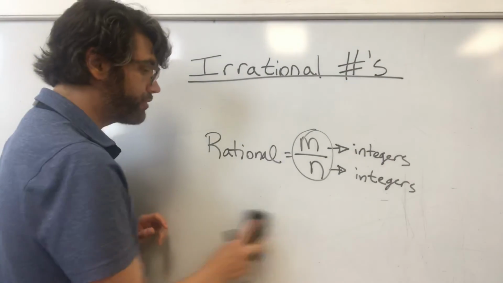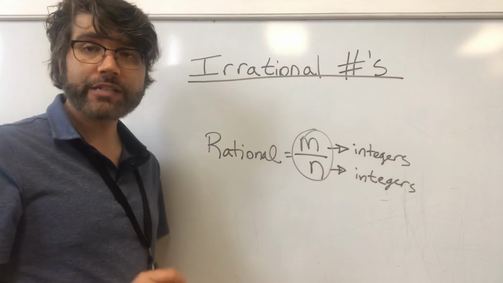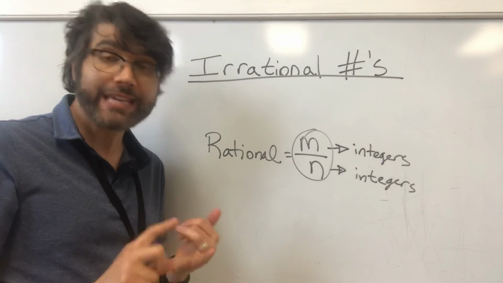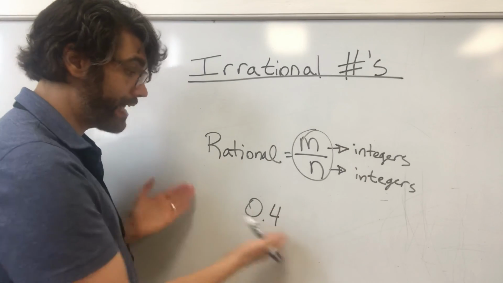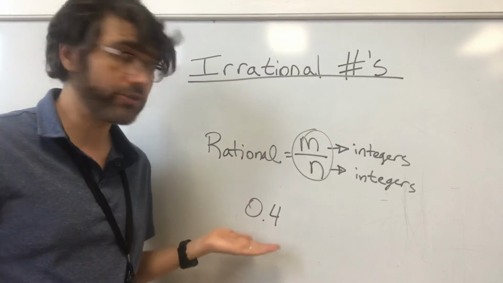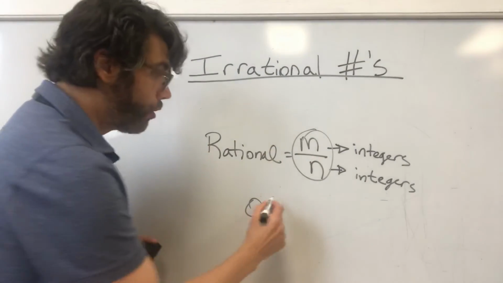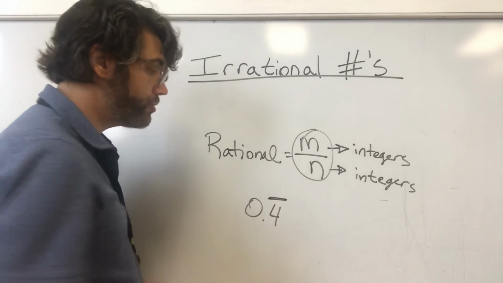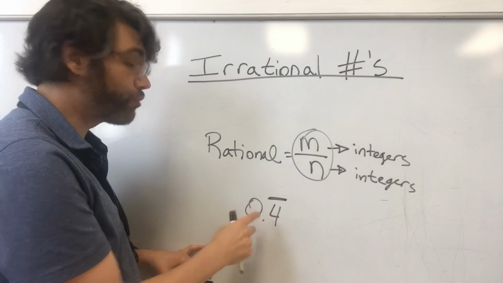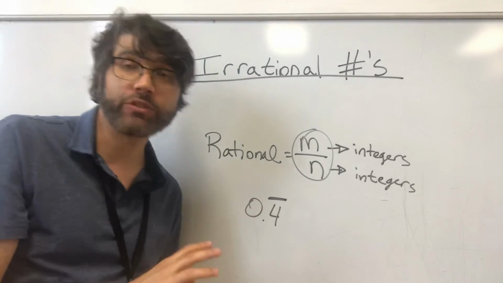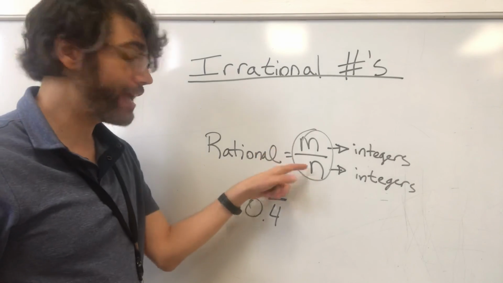And then we went over certain kinds of decimals that were also rational. So for instance, a decimal that terminates, meaning ends, like 0.4, you can always turn this into an m over n fraction. So that's a terminating decimal. Or you could have a repeating decimal. And repeating decimals can also always be turned into m over n fraction form.